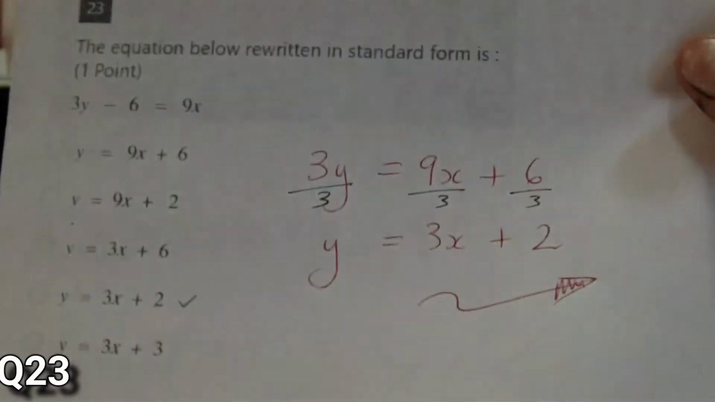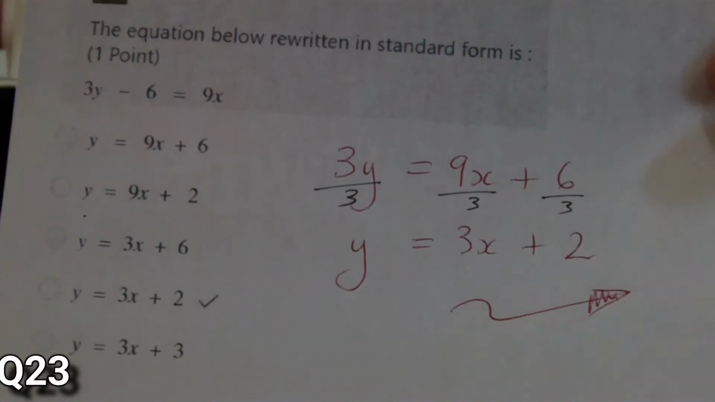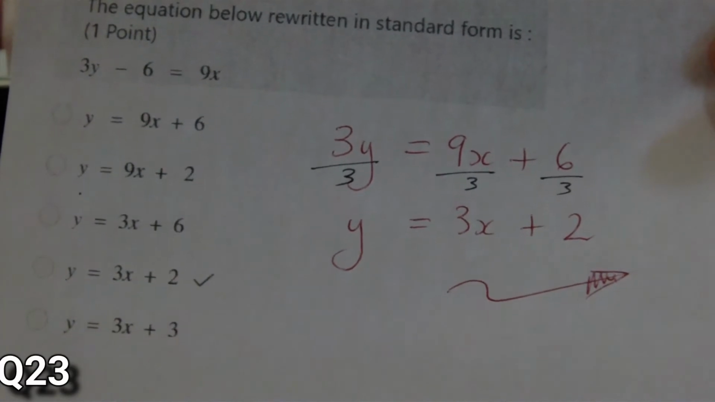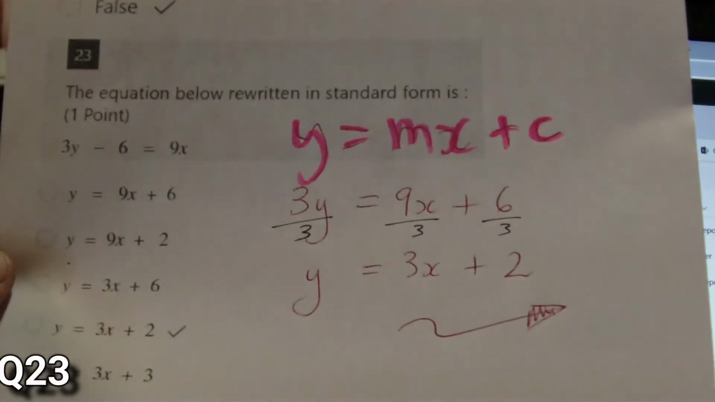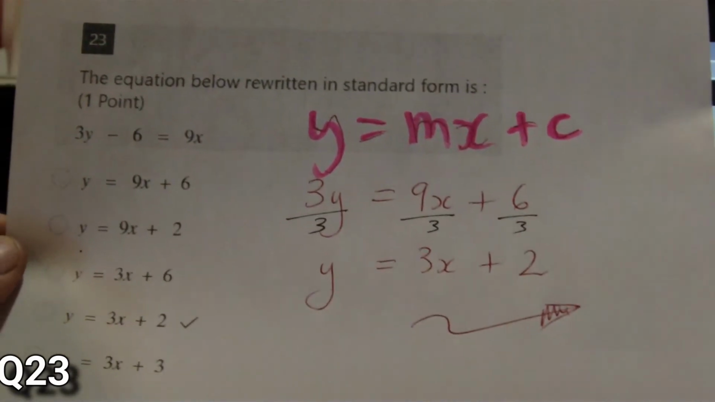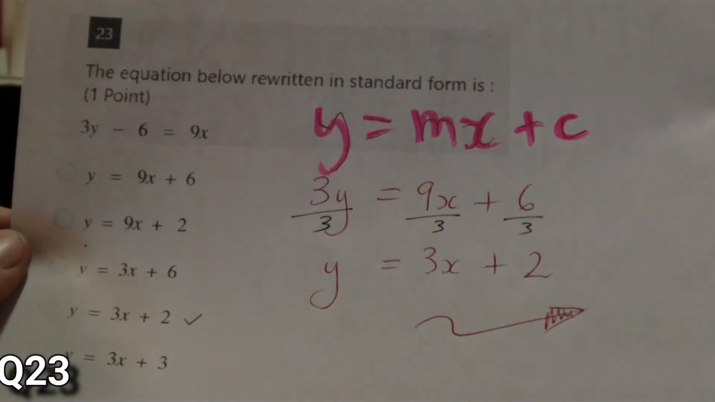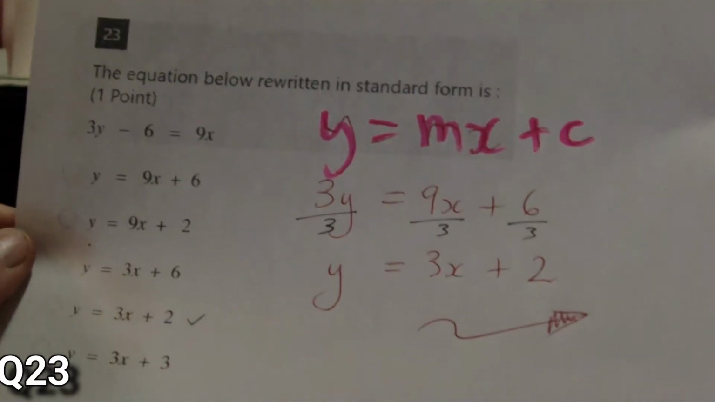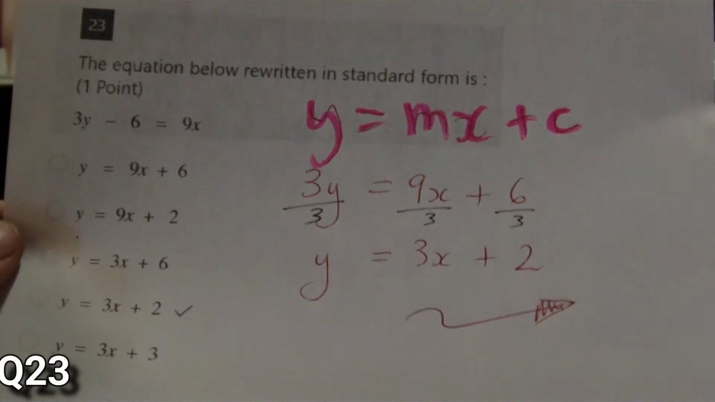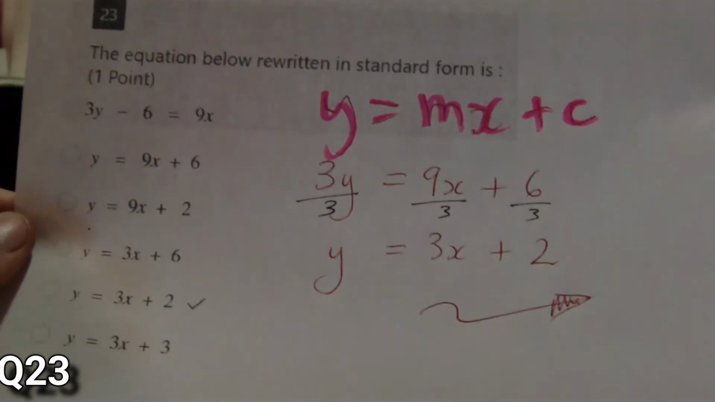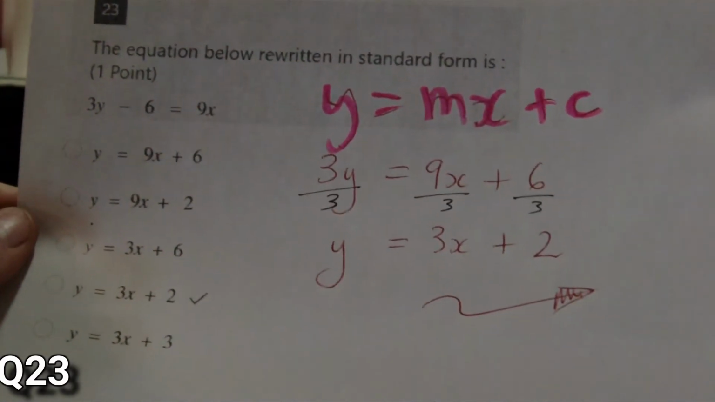Number 23, can the equation below be written in standard form? Alright, well, no problem. You know what standard form is, eh? There, I've inserted standard form in pink. Y equals mx plus c. So the first thing that I did was I just got the y's on the left and then the x's and the constants on the right. That's the first step. And then you have to divide the 3y by 3 to get y on its own. So I divide all the others by 3 and you end up with that.